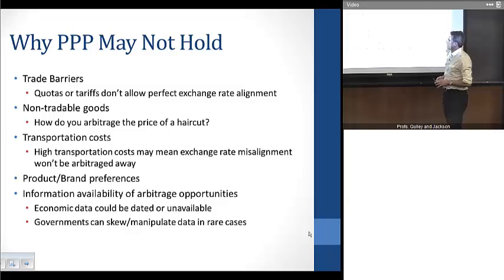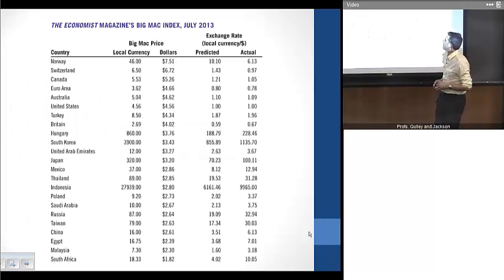And then it could be the more practical aspect of the availability of information to be able to make these arbitrage choices. So, for instance, economic data could be really sparse. It could be dated. It could be unavailable. It could just take time to get the data together to analyze it and figure out whether these arbitrage opportunities exist. And in the rare case, you could have governments that report statistics that are flawed or untrustworthy, which can create problems for this purchasing power parity story to hold.